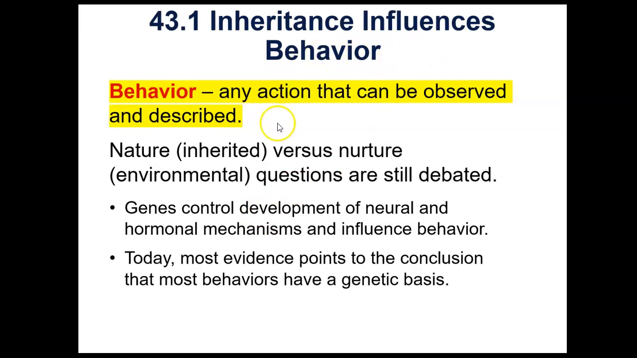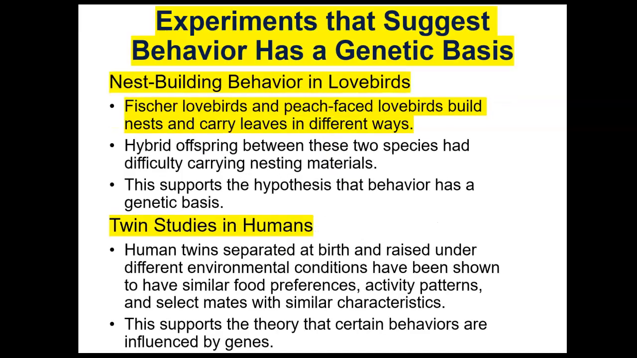So a behavior is defined as any action that can be observed and described. So what we have on this slide is evidence from experiments that suggest behavior has a genetic basis. In other words, that there might be genes that control the production of certain products that influence the behavior of an animal. So the first experiment is nest building behavior in lovebirds.